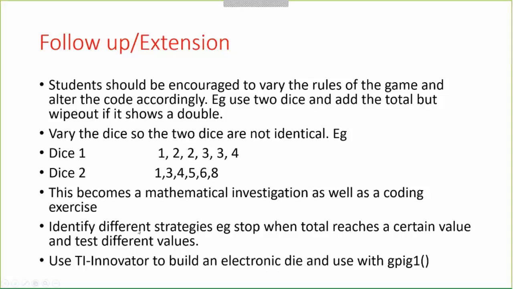And then I think this is what Brian was alluding to before: stop when the total reaches a certain value, and you can change the looping controls and that. And as I said, start playing with Innovator and build an electronic die to go with the whole greedy pig thing. So that's where I got to with that one.